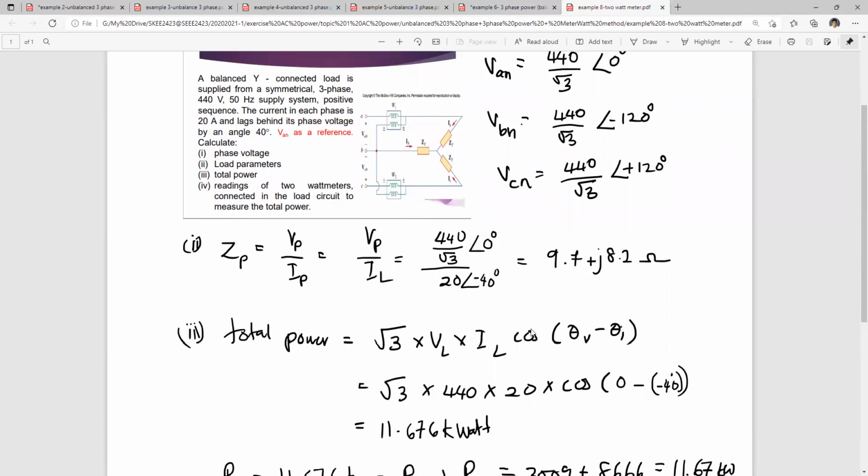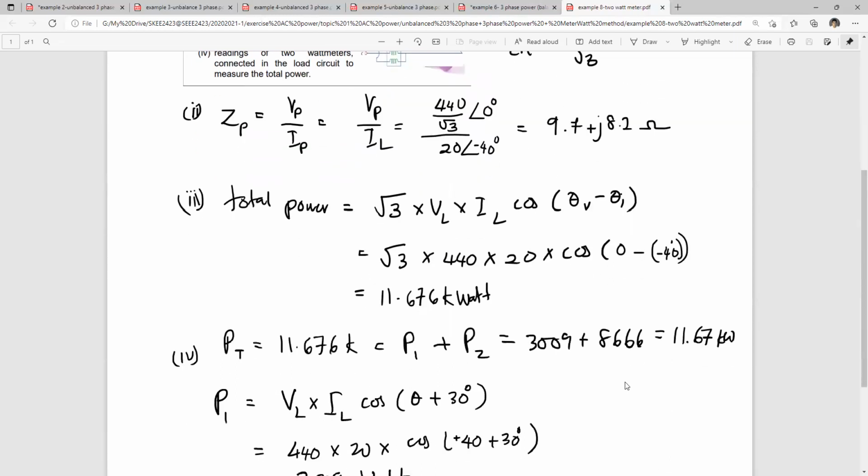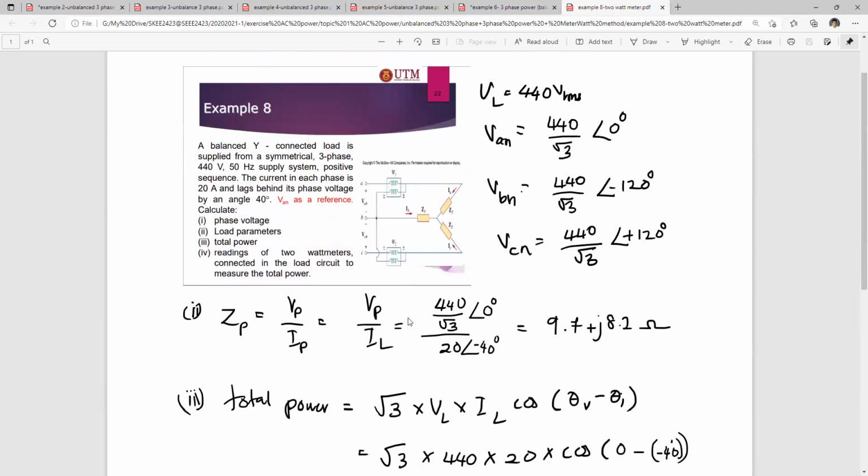Then the total power based on the equation. You can use either V phase and I phase, or V line and I line. In this example, I use V line and I line, multiply with square root 3, and then multiply with the power factor. So we get an answer of around 11.676 kilowatt. That is the total power for three phase.